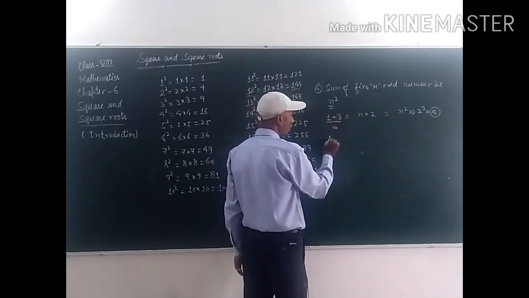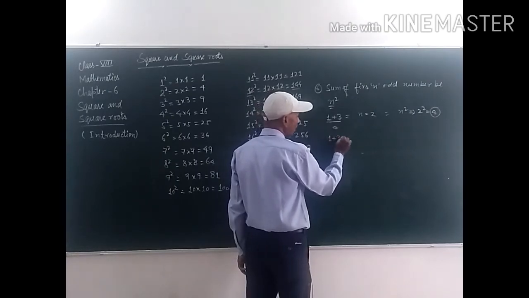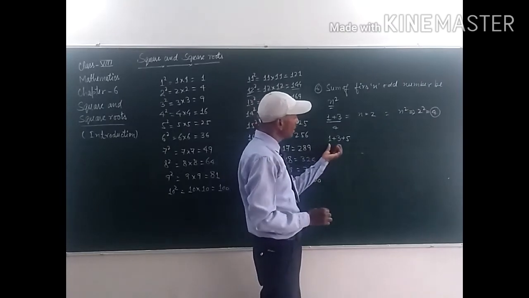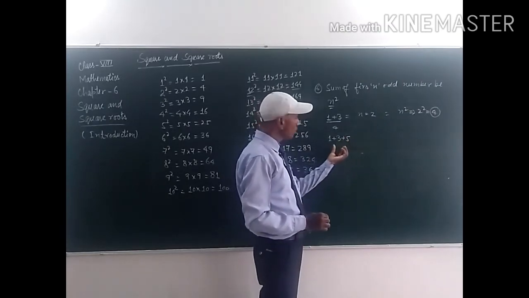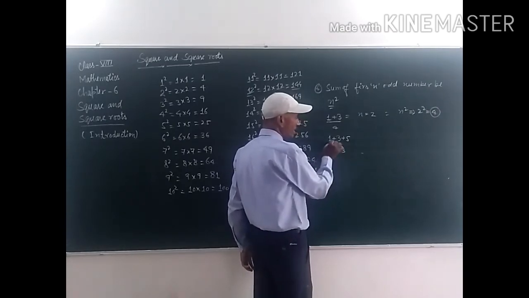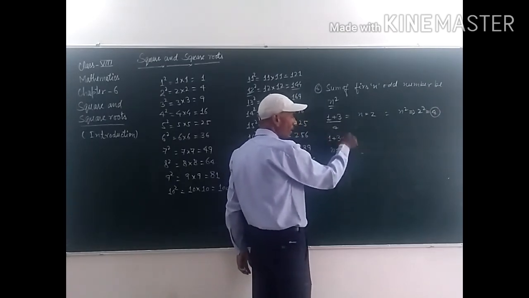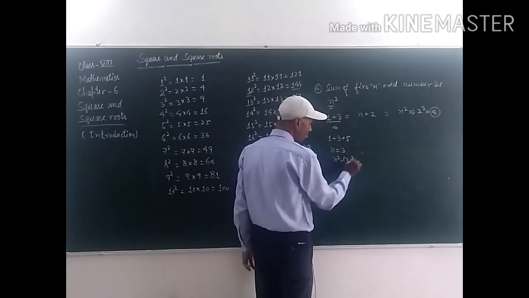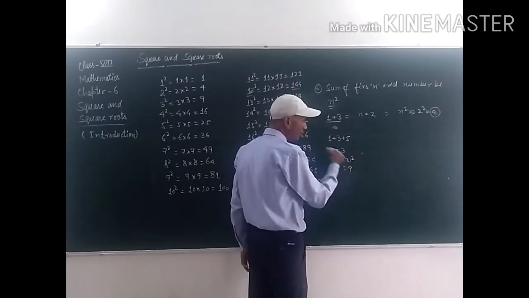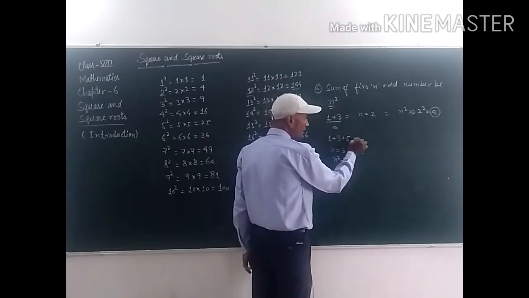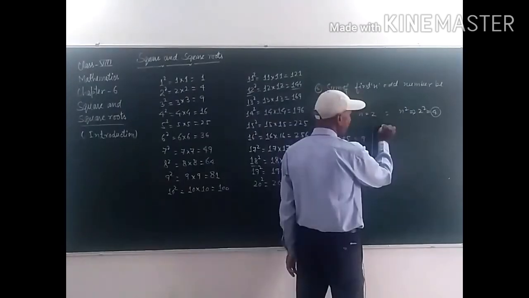Again, 1 plus 3 plus 5, what will be the sum of these three odd numbers, student? So, n is equal to 3 here, because there are three numbers, and what will be the sum? n square, that is 3 square, is equal to 9. Clear, student? And 1 plus 3 plus 5 will be 9.